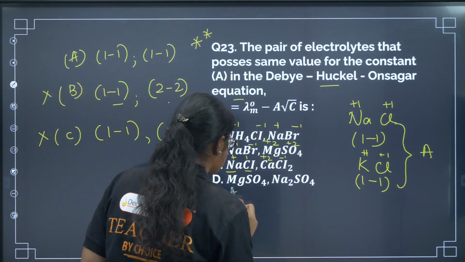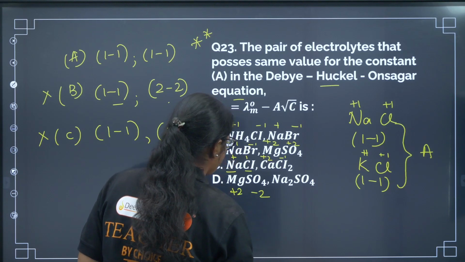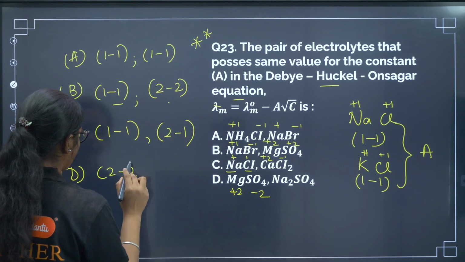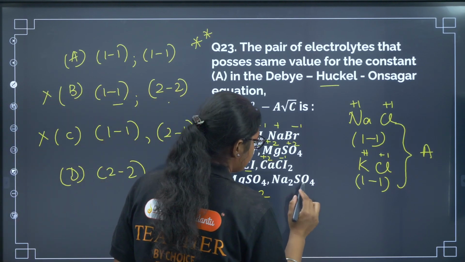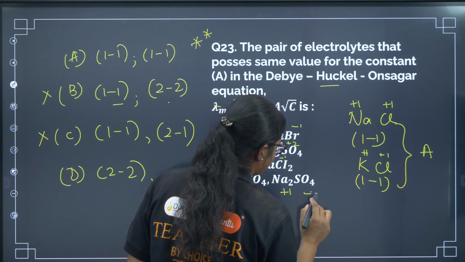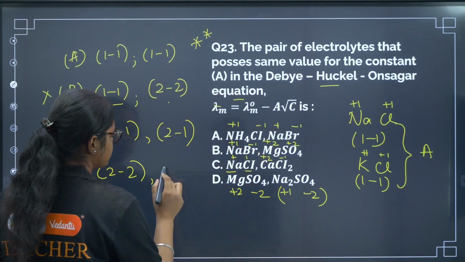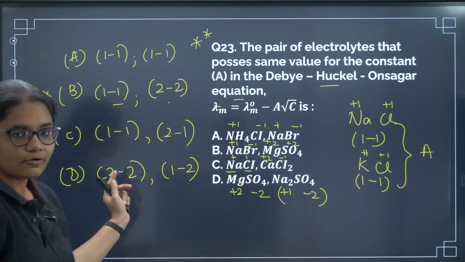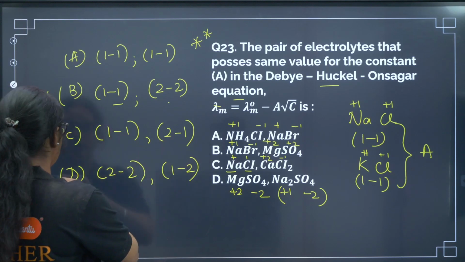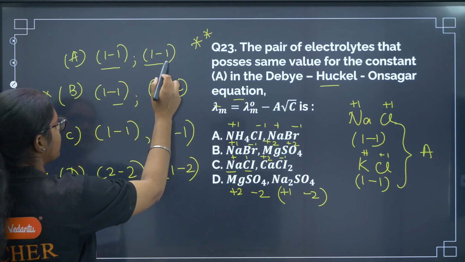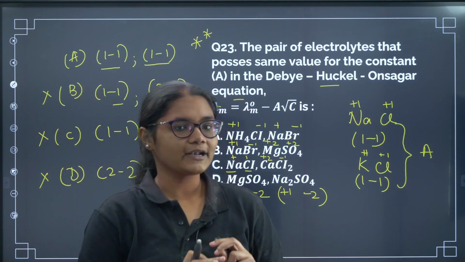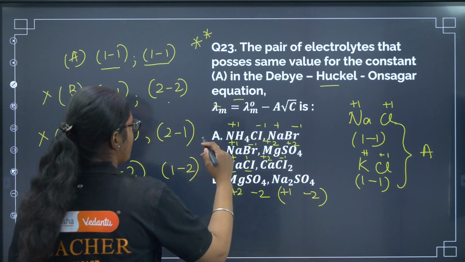Now for magnesium sulfate, we have Mg plus 2 and sulfate minus 2, so that is 2,2 type. And Na2SO4, Na is plus 1, sulfate is minus 2, so this is of 1,2 type. So again you see these two are of different type electrolytes. Their A value will not be the same. So you see here in the first option, both the electrolytes are of 1,1 type. So the correct answer for this question will be option A.